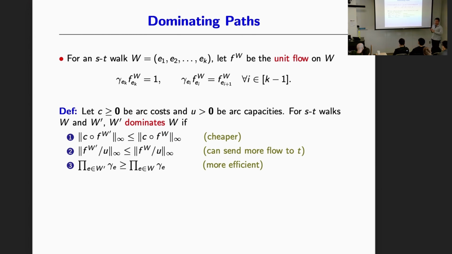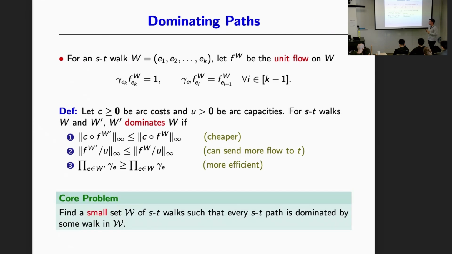So these are the three criteria for domination when comparing two ST walks. So now the core problem is to find a small set of ST walks W such that every ST path is dominated by some walk in W. This is our final goal. I've reduced domination all the way from first bound SLC to dominating circuits, then dominating circuits to dominating paths. This is the final boss.